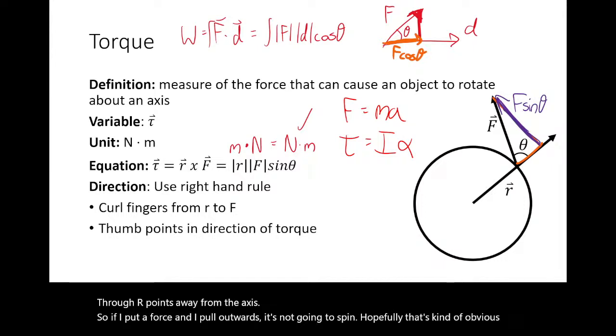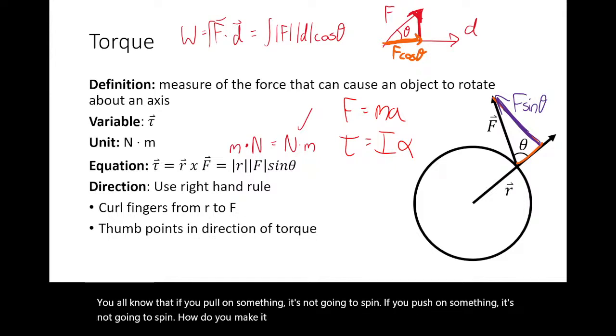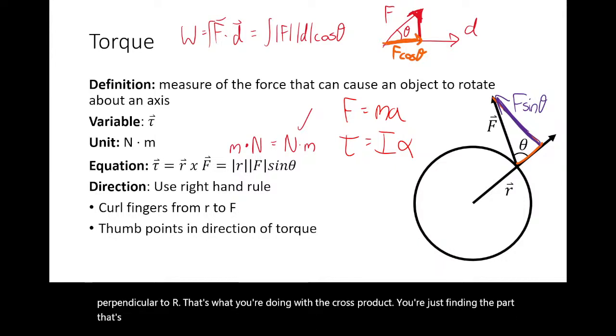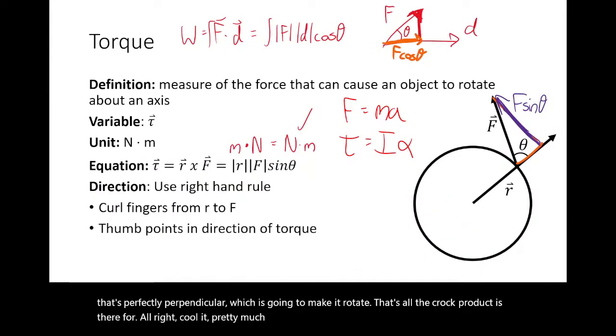You all know that. If you pull on something, it's not going to spin. If you push on something, it's not going to spin. How do you make it spin? You push down or you push up, which is exactly perpendicular to R. That's what you're doing with the cross product. You're just finding the part that's perfectly perpendicular, which is going to make it rotate. That's all the cross product is there for. All right, cool. It pretty much always turns into RF sine theta.